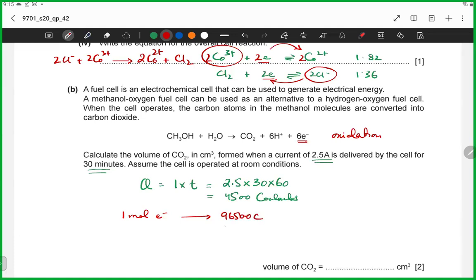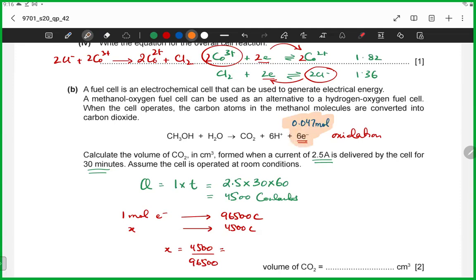So if you have 4,500 coulombs of charge, how many moles of electrons are passing through the circuit? That's going to be X. So X is going to come out to be 4,500 divided by 96,500. So how many? 0.047. So that means the moles of electrons is 0.047 moles, right? 0.047 moles of electrons.